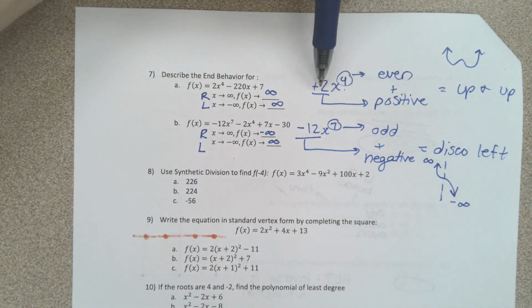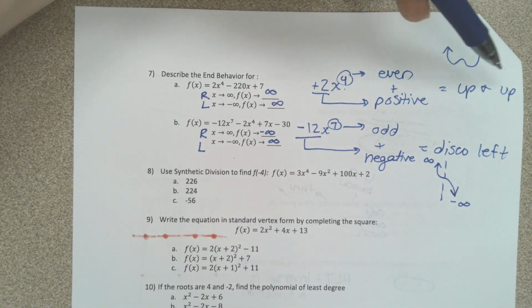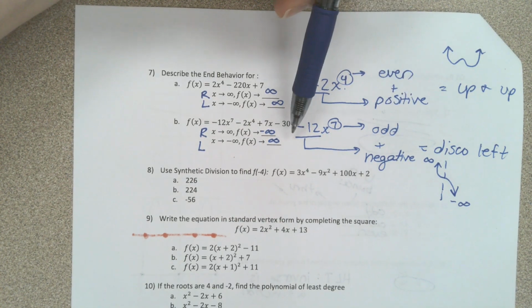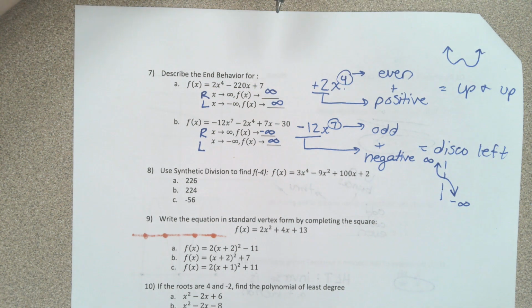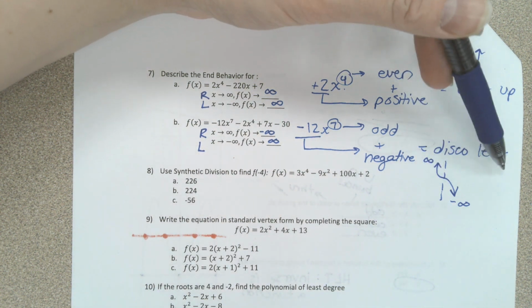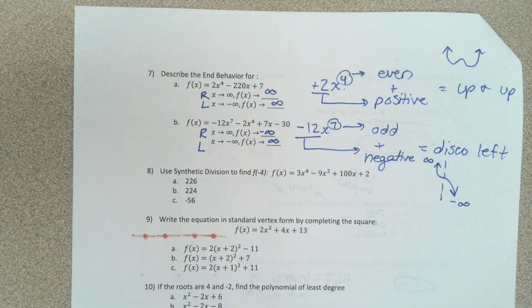Remember, even and positive is up and up. Even and negative is down and down. And then if you have odd, you have a disco. Negative is disco left. Positive is disco right. And so, like to the left or to the right. So then the other one would be going the opposite direction. Hopefully that helped.